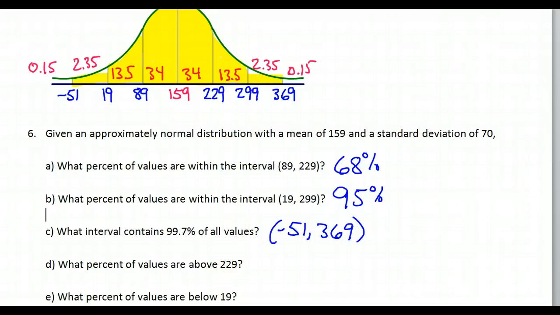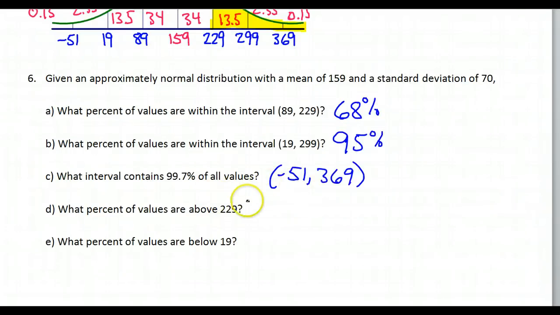What percent of values are above 229? Okay, so above 229, well, let's erase all this stuff. All right, so here's where we go above 229. It's like starting here and going over all the way. How many zones is that? That's going to be 1, 2, 3 of these zones, everything to the right of 229. So I could just add up these 3 values, and that would give me my answer. We did this on a previous problem, but 13.5 plus 2.35 plus 0.15, remember that turned out to be 16%. So that's going to be the answer to part D, 16%.